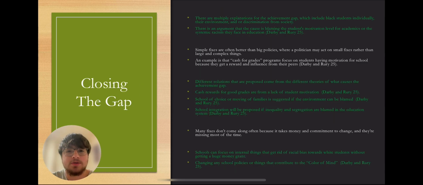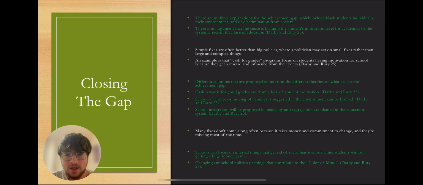Next, we look at closing the gap. There are multiple explanations for the achievement gap, which include black students individually, their environments, and or discrimination from society. There is an argument that the cause is either blaming the students' motivation level for academics or the systemic racism they face in education. Simple fixes are often better than big policies because a politician may act on a small fix rather than being proposed with something that's large and complex. An example is the cash for grades programs that people use.